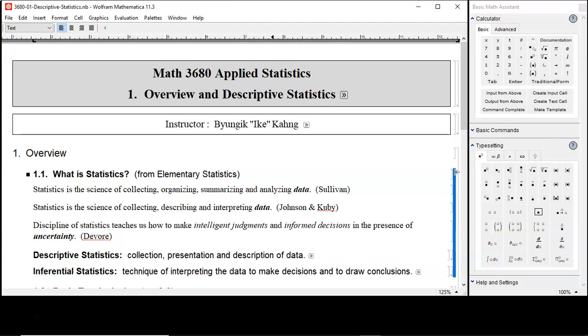This is a description by our textbook author. The discipline of statistics teaches us how to make intelligent judgments and informed decisions in the presence of uncertainty. That's what statistics is all about. So we must study uncertainty, which we are going to do using the mathematical theory of probability in the first half of the course. And then we're going to study how to make intelligent judgments and informed decisions in the second half of the course. And that part is inferential statistics.